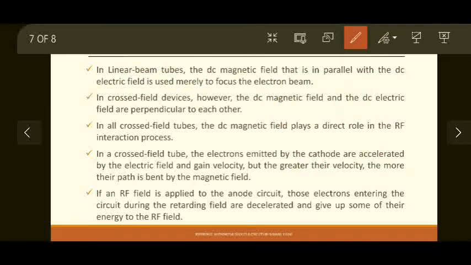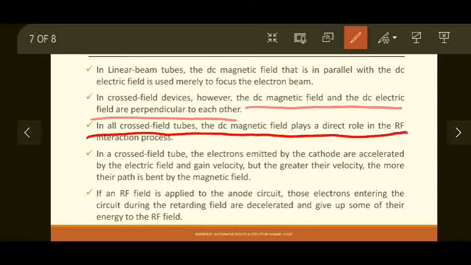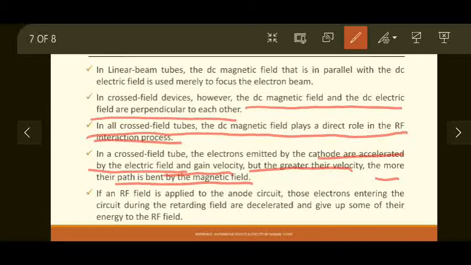But in M-type tubes or cross-field tubes, the DC magnetic field and DC electric field are perpendicular to each other. So in all cross-field tubes, the DC magnetic field plays a direct role in the RF interaction process. In a cross-field tube, electrons emitted by the cathode are accelerated by the electric field and gain velocity. But the greater their velocity, the more their path is bent by the magnetic field.